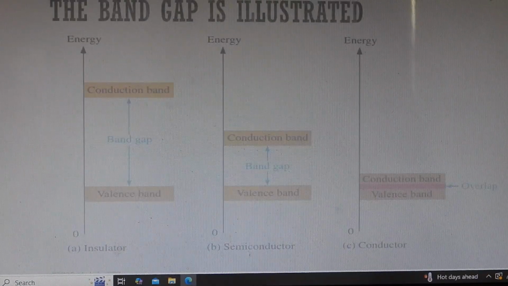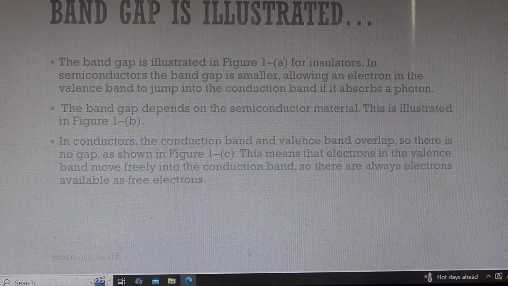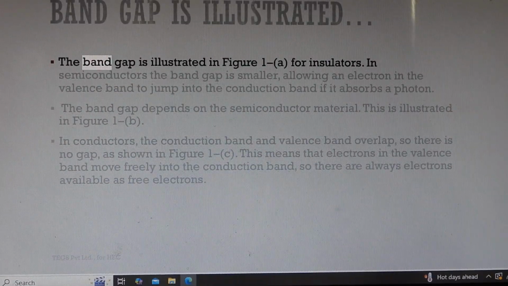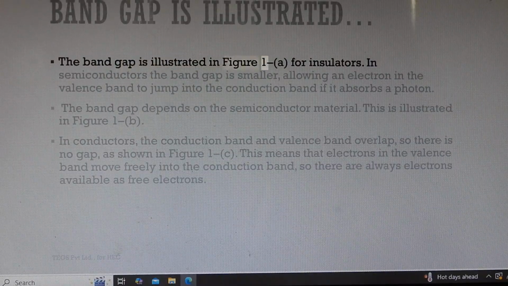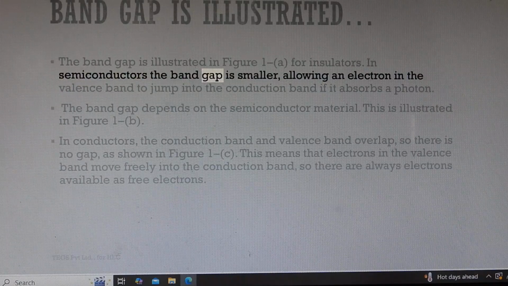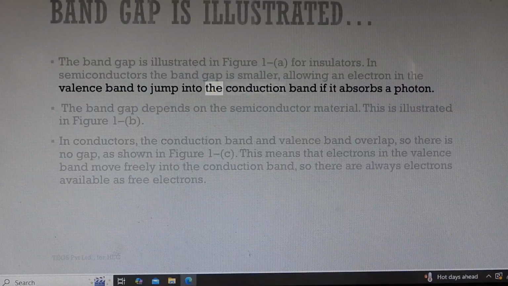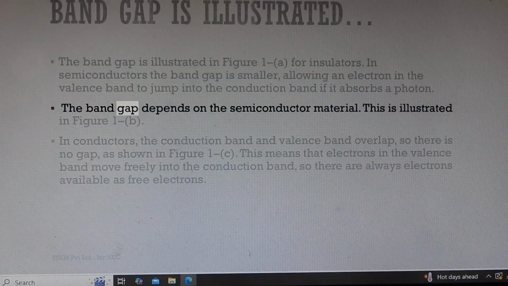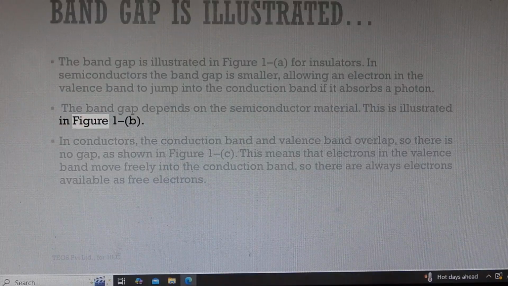The band gap is illustrated. The band gap is illustrated in Figure 1, A, for insulators. In semiconductors, the band gap is smaller, allowing an electron in the valence band to jump into the conduction band if it absorbs a photon. The band gap depends on the semiconductor material. This is illustrated in Figure 1, B.